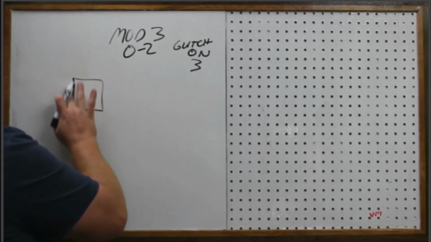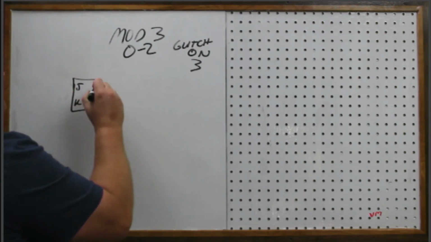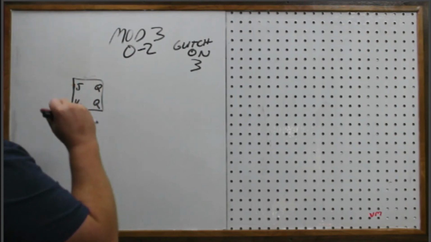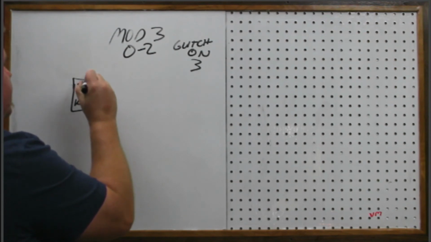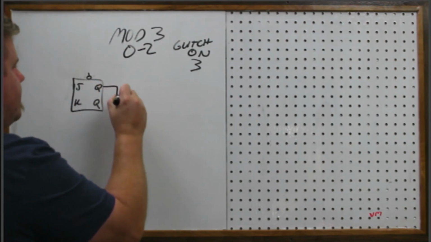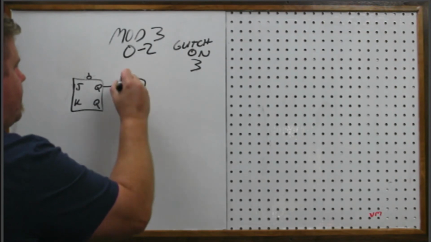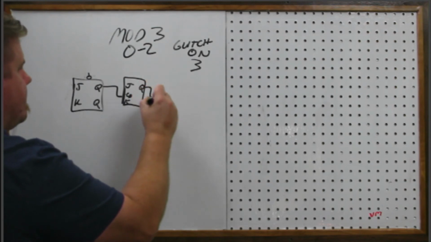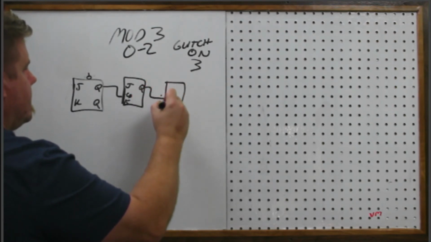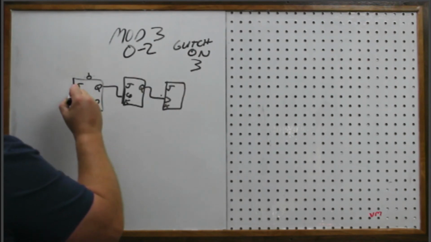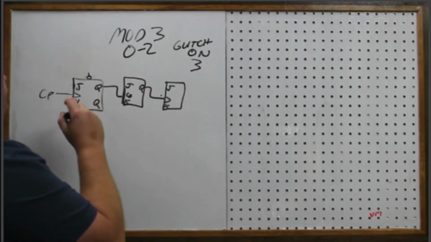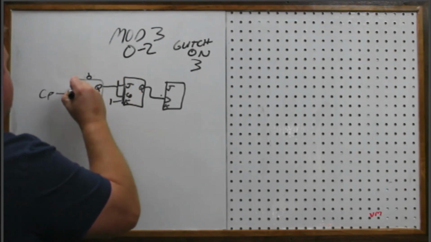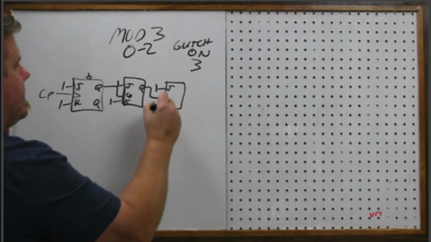So there's my J, K, Q, Q naught. I'm not gonna worry about the asynchronous set and reset here, or I'm sorry, the asynchronous set. Okay, that's gonna become the clock pulse of the next one. Q is gonna become the clock pulse of the next one. And this one has its original clock pulse. And you could make these negative edge triggered if you want to. Tie all these high. Put them all in toggle mode. Okay.